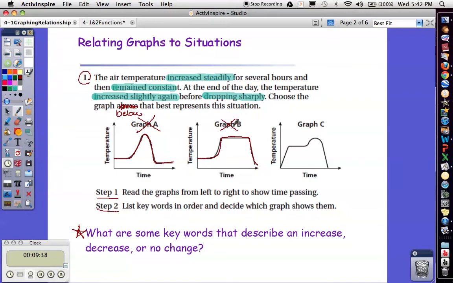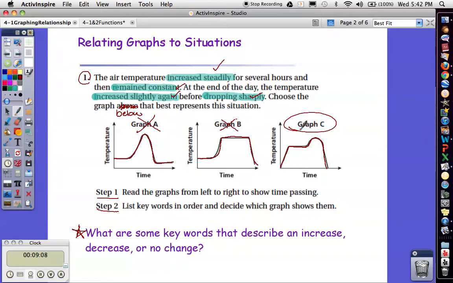Let's check graph C. Do I increase steadily first? Yes, I do. That's checked off. Do I remain constant after that? Yes, look, the temperature does not change. It's flat there, so I do remain constant. At the end of the day, the temperature increased slightly again. Do I increase a little bit more on the temperature? Yes, I do, so I can check that off. And then do I drop sharply here in this graph? Absolutely, so it's graph C for this situation.